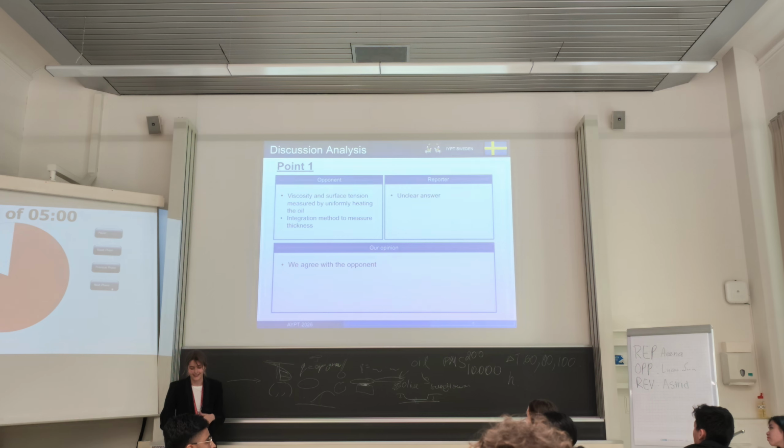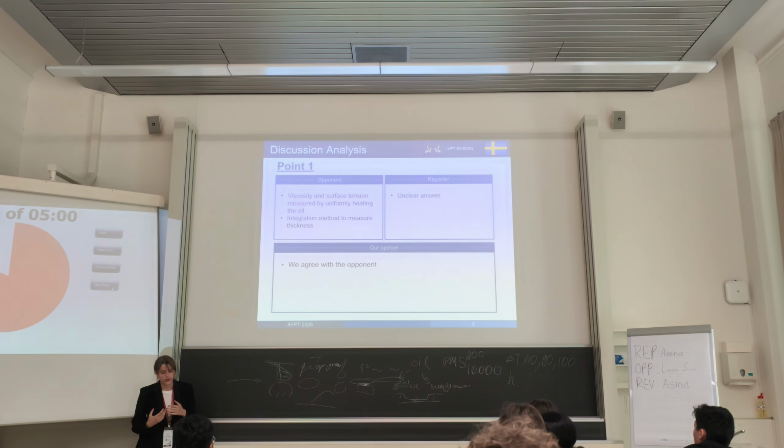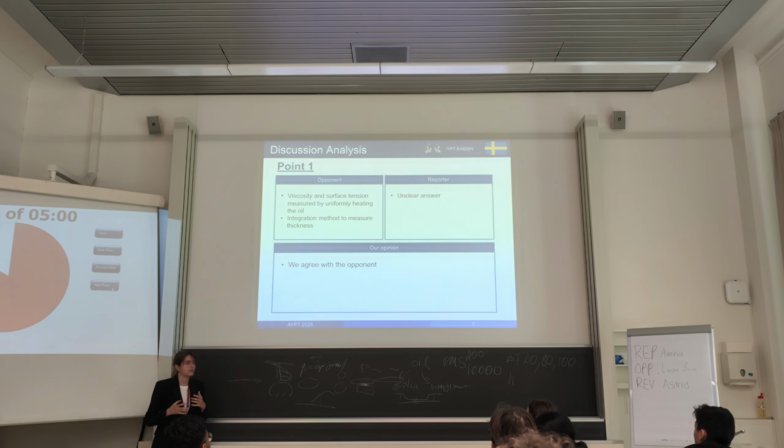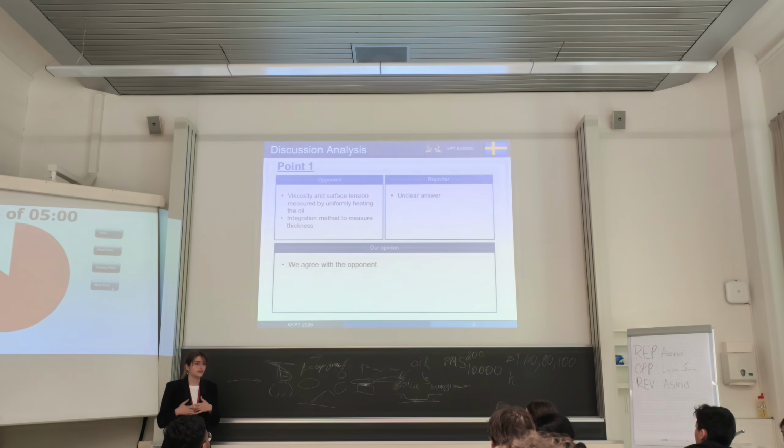To analyze the discussion, the opponent asked about viscosity and surface tension and how it could be measured uniformly, or whether some form of integration method could be used to vary the thickness. We believe these are some valid points to bring up. However, the reporter answered a little bit unclearly.